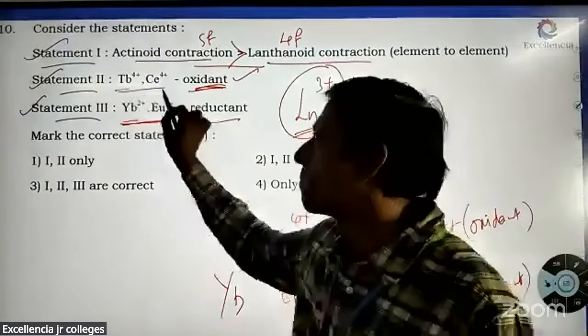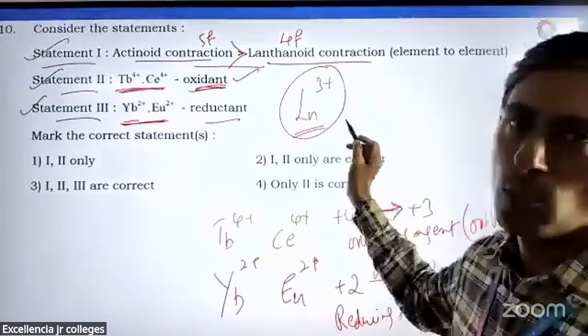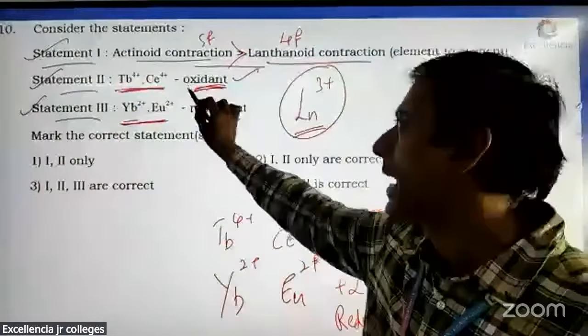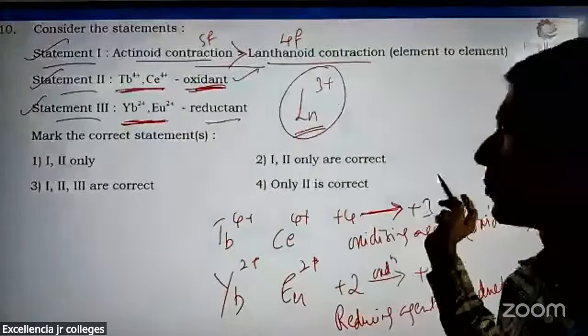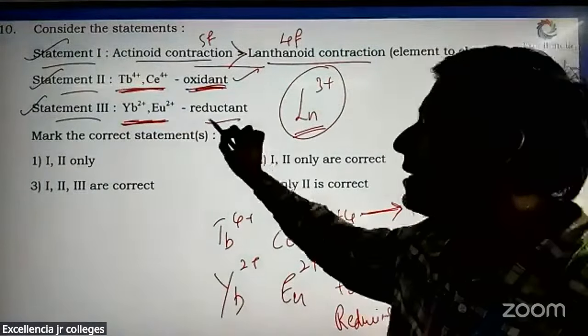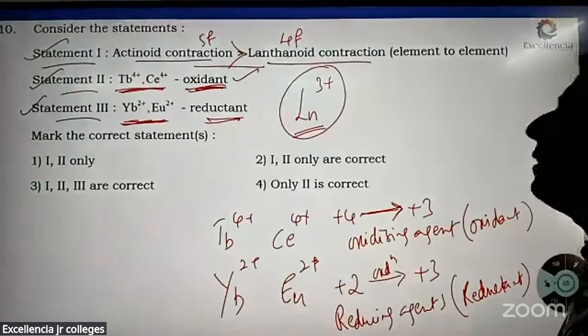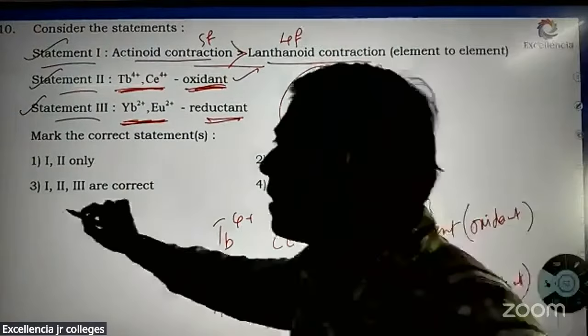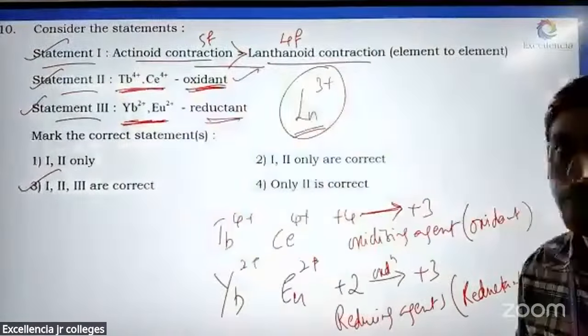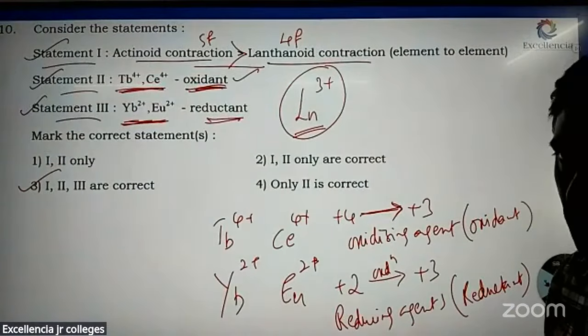When they are present in the +4 oxidation state, they try to become +3, which means reduction, so they act as oxidizing agents. When they are in +2, they try to get converted to +3, which means oxidation, so they act as reducing agents. So all the three statements are correct. Which option? 1, 2, and 3 are correct. So the third option, 1, 2, 3 correct.